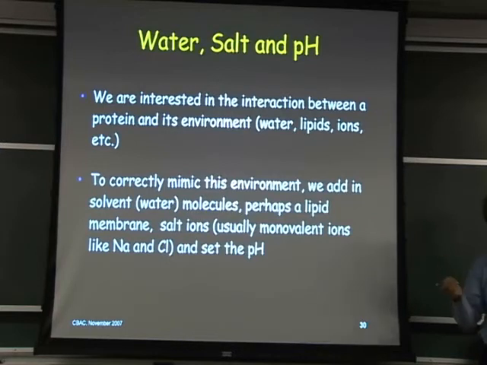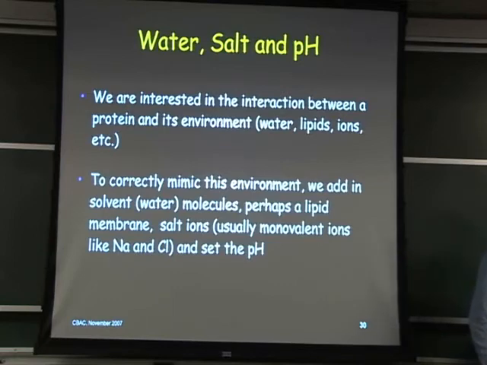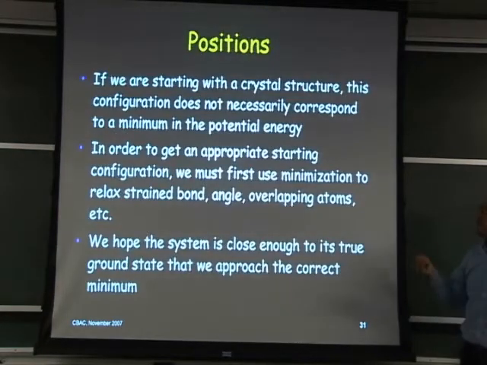If we want to embed this in a membrane, we have to consider the type of lipid that we're putting this in. Salt ions, usually we just add monovalent ions. We set the pH, so we've got ionizable groups that might have variable pKa's. We set the pH in our simulation, and then we're ready to go. Our crystal structure, or perhaps a homology model or something along those lines, is going to form the starting set of coordinates. But we can't use it as it is.